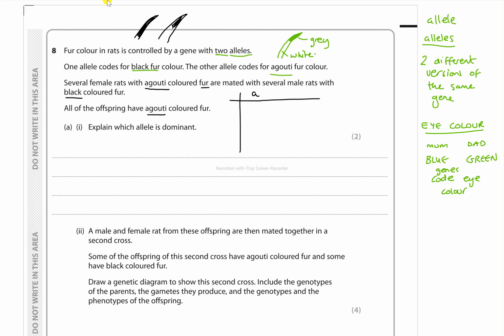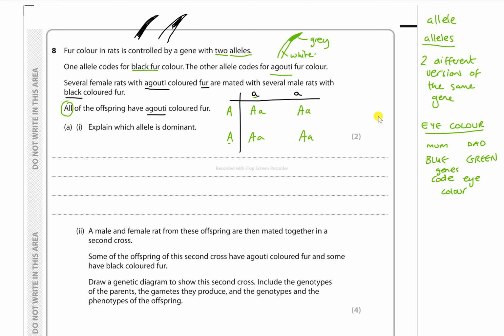So a, and the females have agouti. Right, I can say that the A, because all of the offspring have mixed. So A mixed with a is Aa and Aa. So can you see all 4 have both the alleles, and here it's saying all the offspring have mixed color.